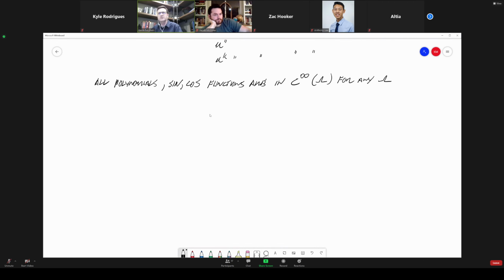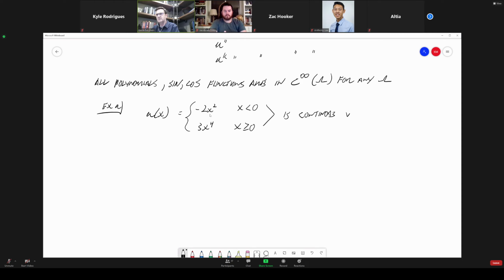So here's an example. We're trying to find the highest derivative that is continuous. We have u of x equal to minus 2x squared for x less than 0, and 3x to the 4th for x greater than or equal to 0. So this is continuous. So you're good there.